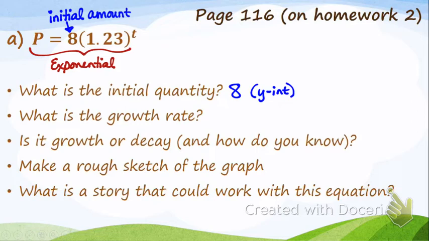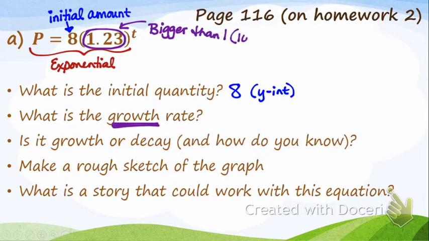This is showing growth. How do I know? Inside the parentheses, what kind of number do we have here? Positive, and it's bigger than 1. If this is bigger than 1, that's the same thing as 1 is the same thing as 100%, then it shows growth.